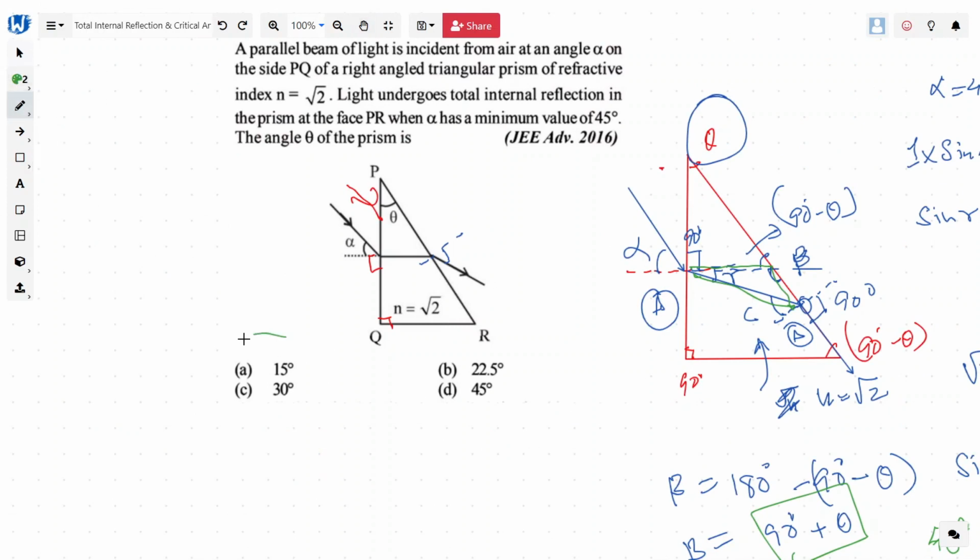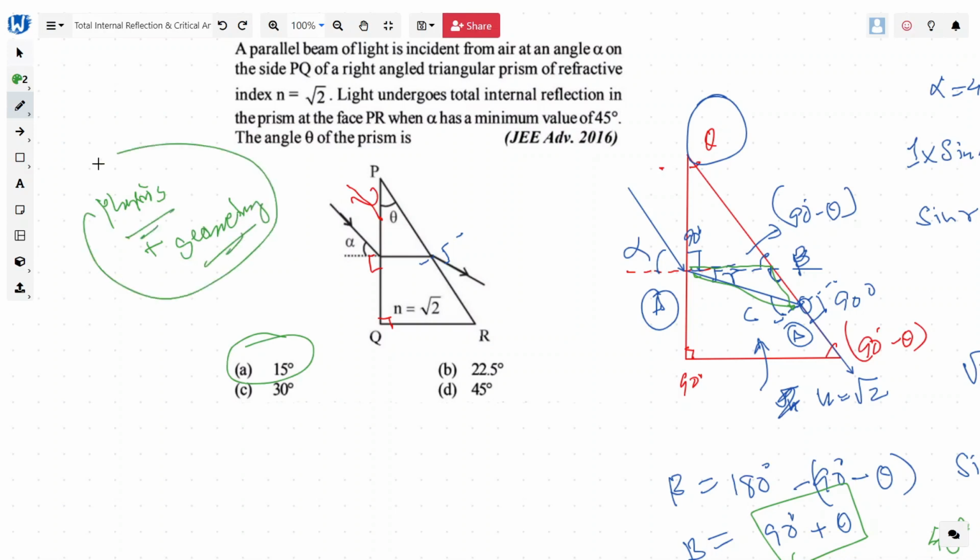So see, a geometrical optics problem has two parts. As I said, there's physics, plus also geometry. A lot of things you have to mix and basically find out your answer. So we did the physics, we wrote Snell's law here and here, we got some equations, and we used geometry to solve the problem, to arrive at the answer.